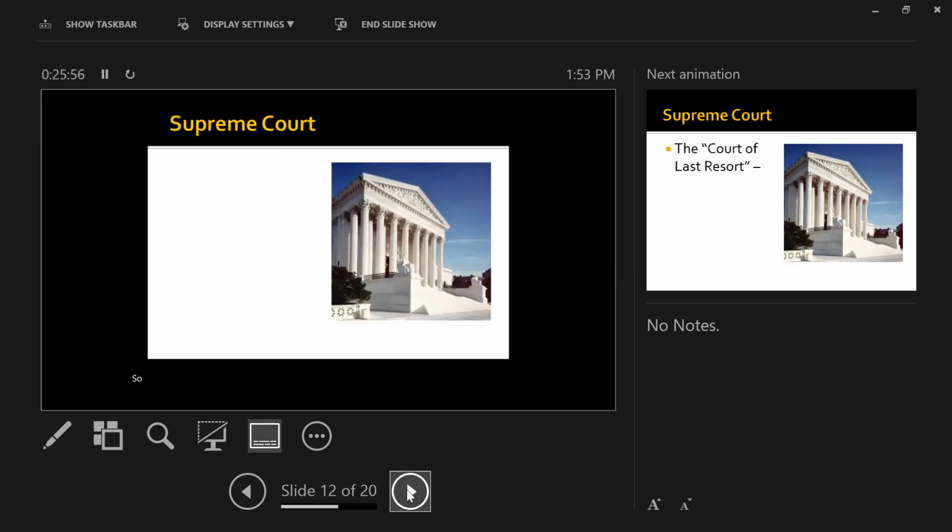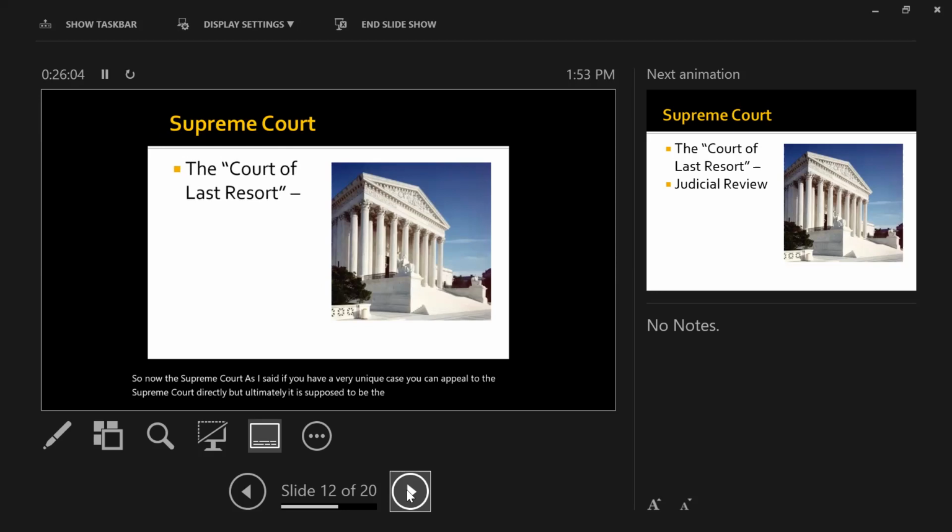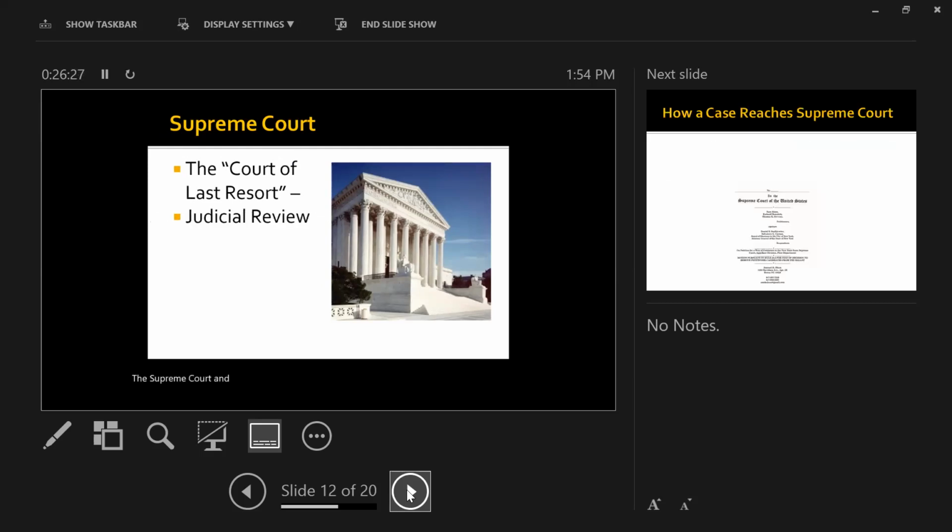So now the Supreme Court, as I said, if you have a very unique case, you can appeal to the Supreme Court directly, but ultimately it is supposed to be the court of last resort, which means that you've used all of your resources, but it is just not going in the right direction. Then the Supreme Court will use its process of judicial review to determine if it is constitutional or not.